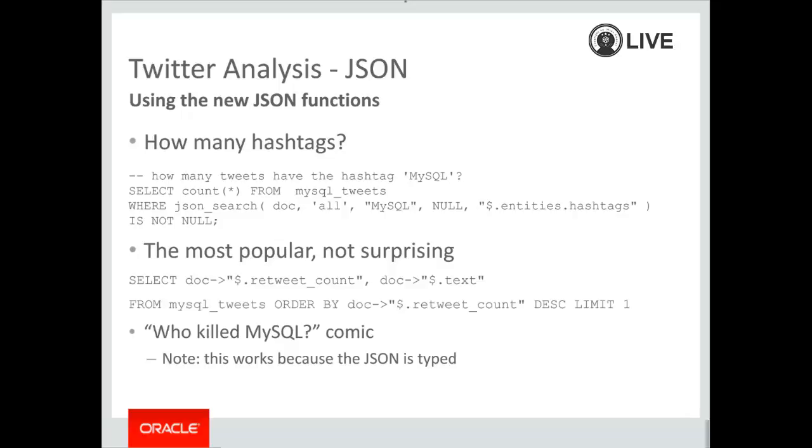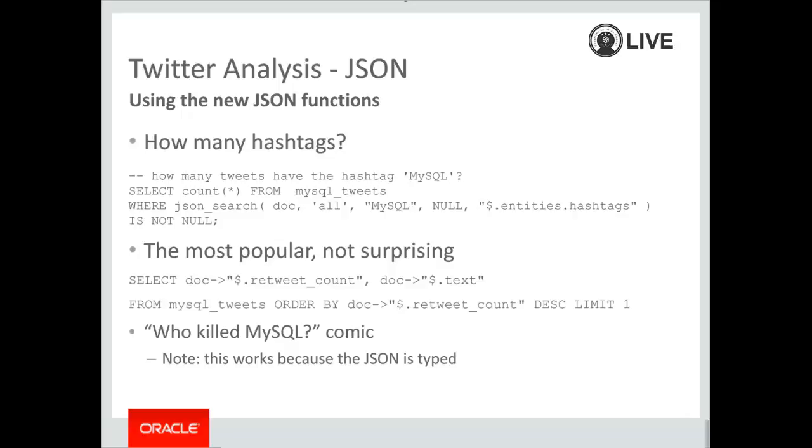But to be able to look through the hashtags and find out how popular the hashtag MySQL is in my collection of MySQL tweets, it's a little tricky because if you remember from the anatomy of a tweet slide, there's an object called entities inside of a tweet, and then inside of entities you have URLs and hashtags, and both of those are arrays, one of the other native JSON types of objects.